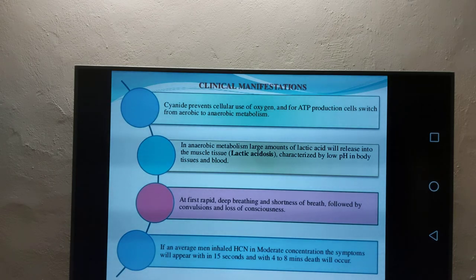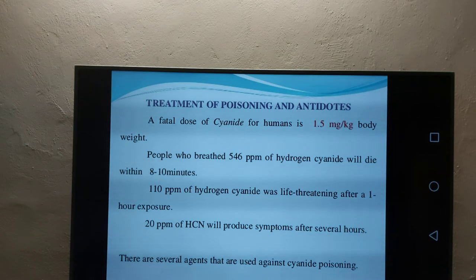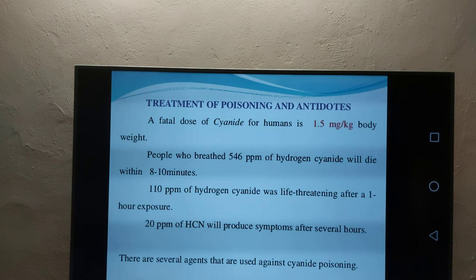If an average man inhaled hydrogen cyanide in moderate concentrations, the symptoms will appear within 15 seconds, and within 4 to 5 minutes death will occur. Treatment of poisoning and antidotes. A fatal dose of cyanide for a human is already told, discussed. It is 100 mg to 500 mg for an adult.